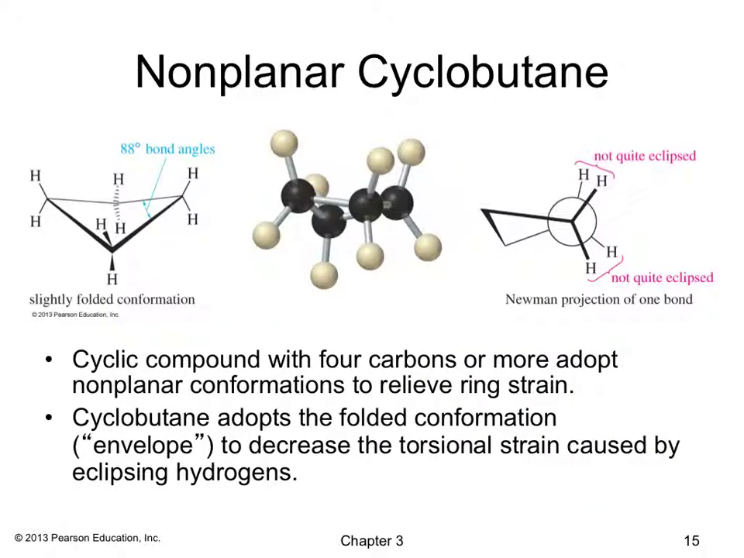When we look at the actual conformation of cyclobutane, we see that there's a slight fold where it's not necessarily 90 degrees, rather it's about 88 degrees in terms of angles. And so this non-planar conformation relieves this ring strain, and this allows it to be not quite eclipsed, so that you can decrease the torsional strain. This is called an envelope conformation.